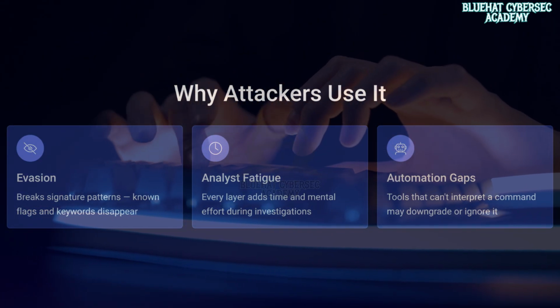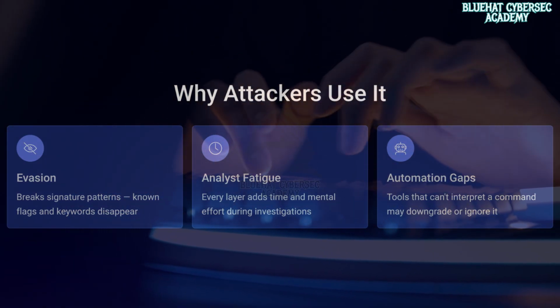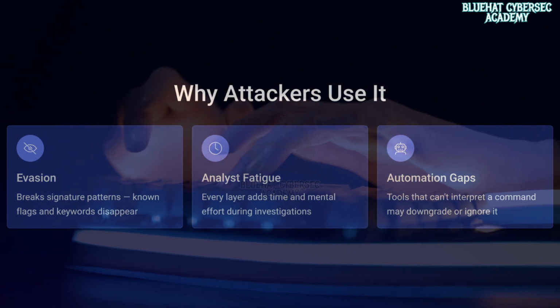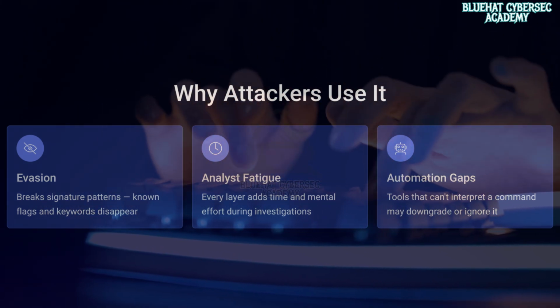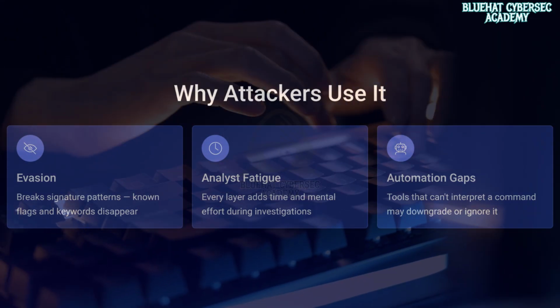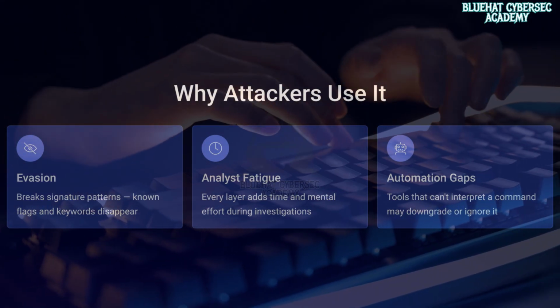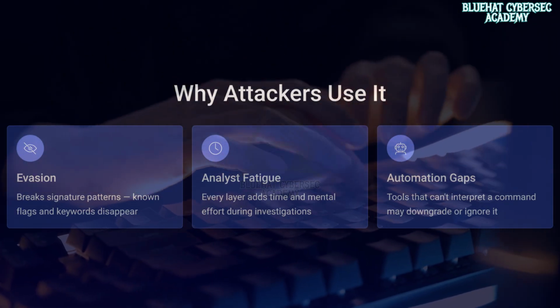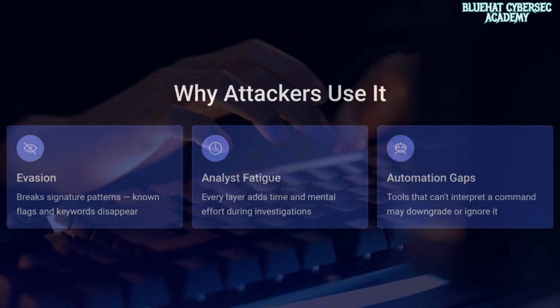Second is analyst fatigue. Every layer of obfuscation adds time and mental effort. That friction builds up fast during investigations. Third is automation gaps. If a tool can't confidently interpret a command, it may downgrade or ignore it entirely. That hesitation is often enough.